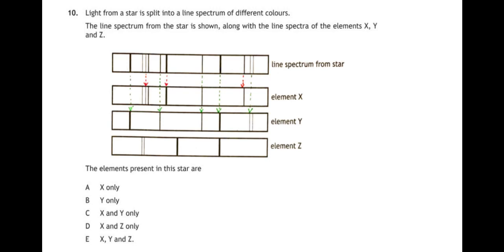Element Z, the two double lines on the far left do appear to match, and the dark line on the far right does appear to match for element Z. But the dark line in the middle of element Z is not present in the star, and therefore element Z is not present. The only two that are present are elements X and Y. So that's answer C.